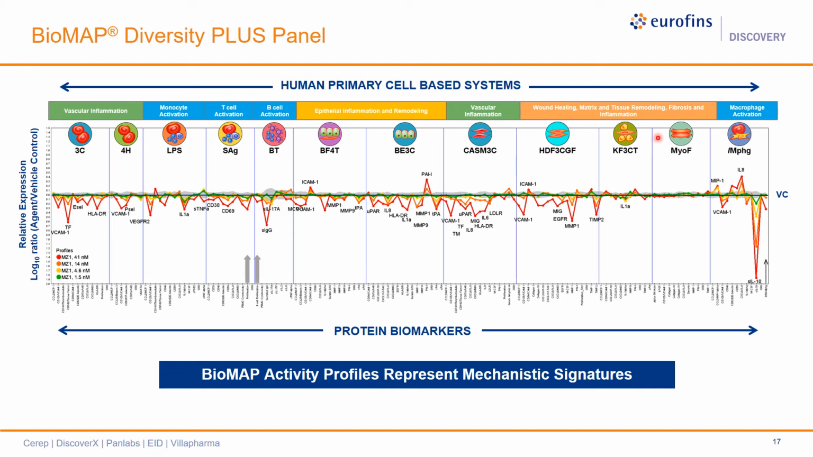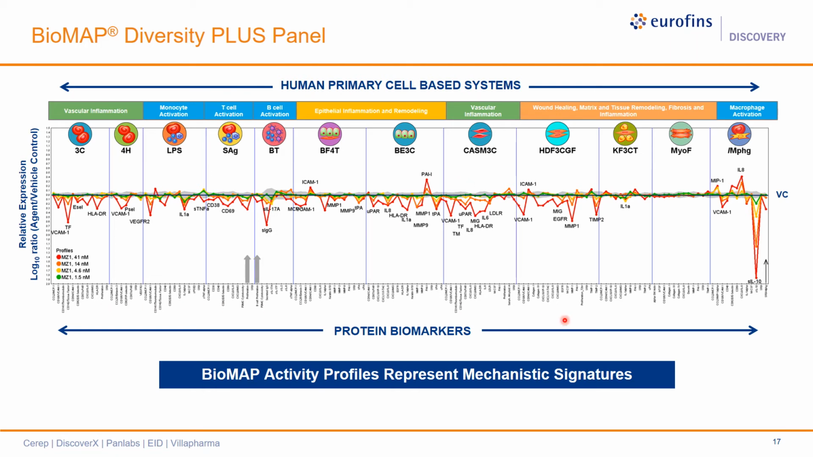Along the top are the 12 individual BioMAP systems that make up this panel. Each system is comprised of different human primary cell types, cultured alone or co-cultured to recapitulate aspects of tissue and disease biology. Systems are treated with compounds or controls and are then stimulated for 24 hours or longer.